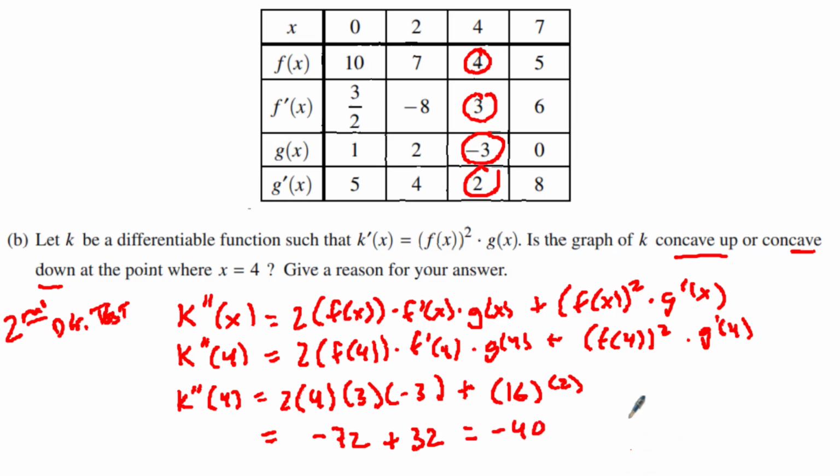Take a look at that answer. K prime prime of 4 is less than 0, which means it is concave down. And that was letter B.